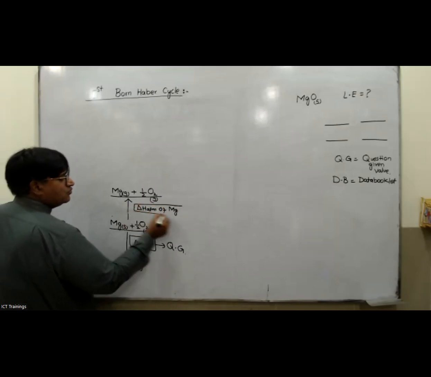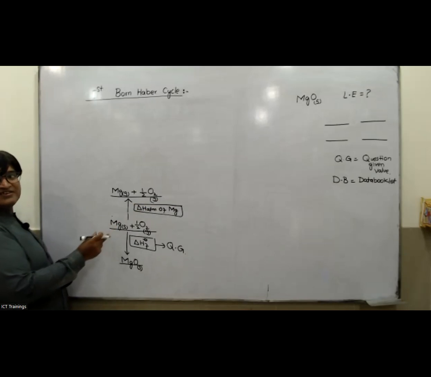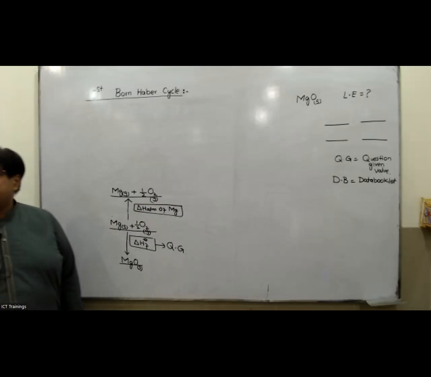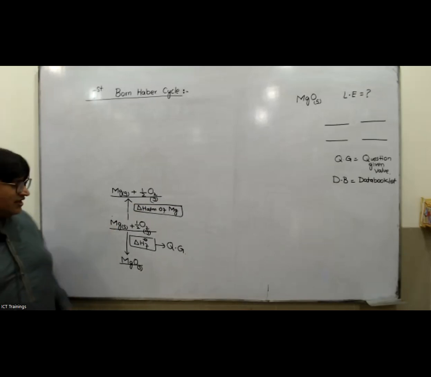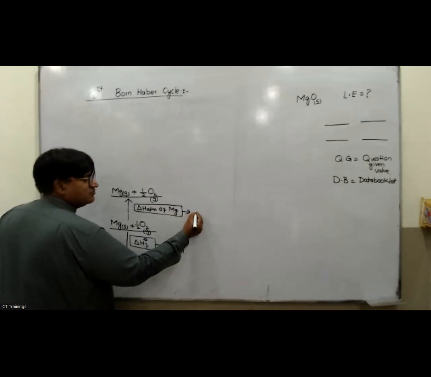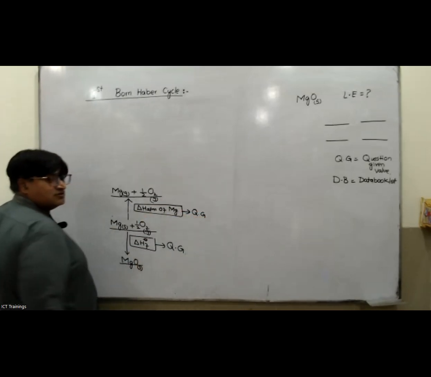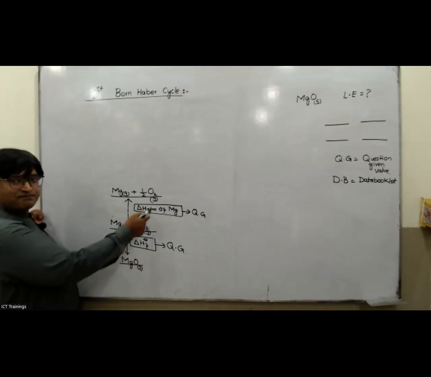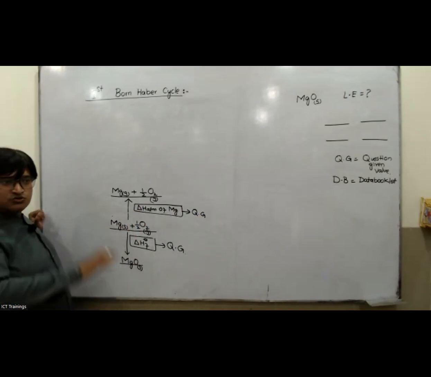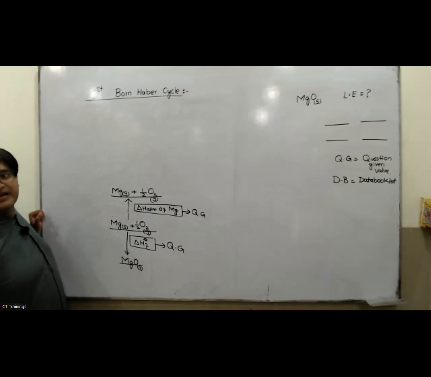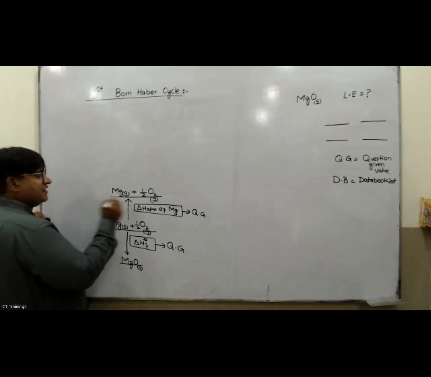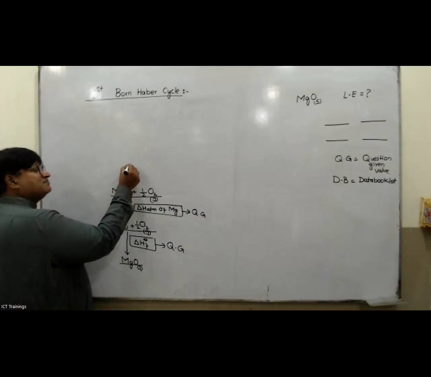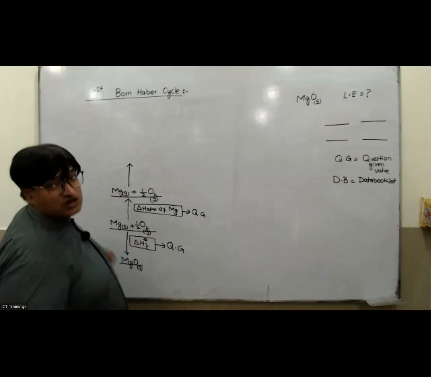Okay, and I told you this is the atomization of the metal that is always given in the question. So these two values are present in the question. You do not have to search for them in the data booklet. Okay, now this magnesium has got a +2 charge.